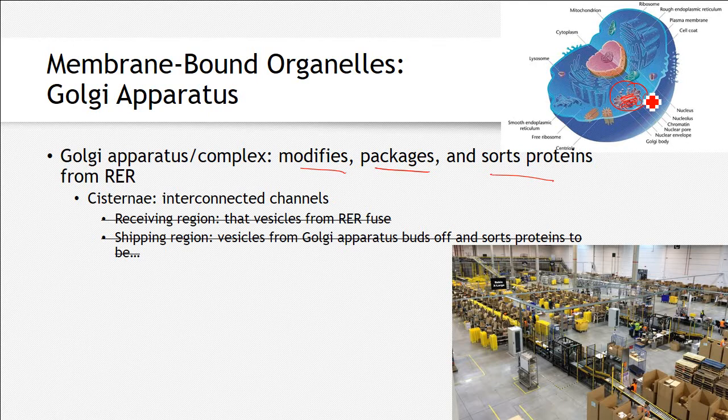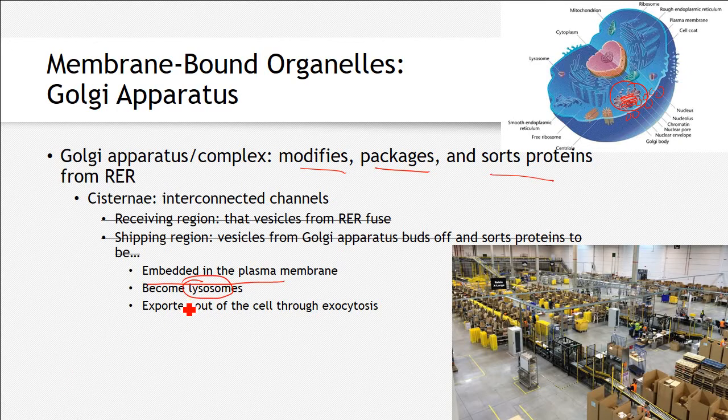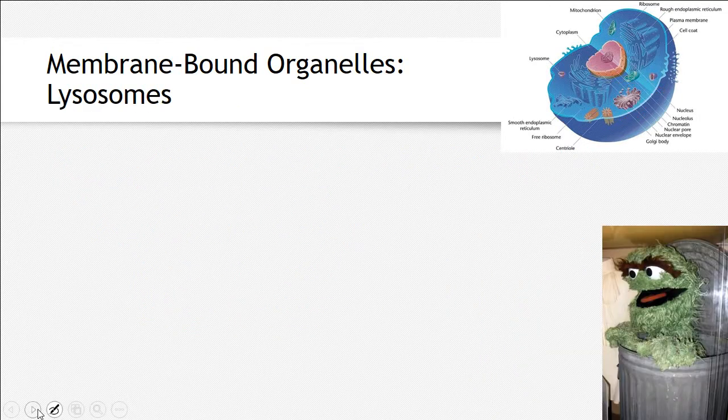Once again, those proteins that go out of the cell will undergo the process of exocytosis. Those that are going to be embedded on the plasma membrane are just stuck onto the plasma membrane from the vesicles that come off of the Golgi apparatus. And others will end up becoming lysosomes, like we said, the digestive enzymes within the lysosomes. So the Golgi apparatus actually forms lysosomes. And then we said also already that proteins get exported out of the cell through exocytosis.